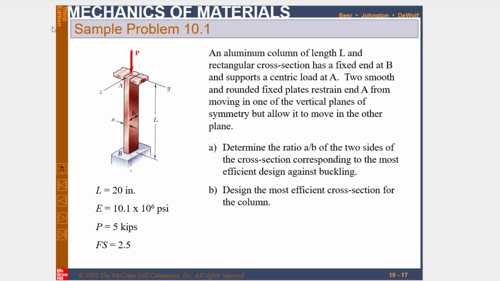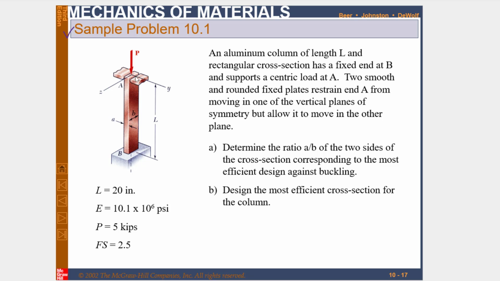Okay, next is sample problem 10.1. The statement is that an aluminium column of length L and a rectangular cross section has a fixed end at B and supports a centric load at A. So you can see this is a column of rectangular cross sectional area, fixed at B, while at end A there is a centric axial load P applied. Two smooth and rounded fixed plates restrain end A from moving in one of the vertical planes of symmetry, but allow it to move in the other plane.